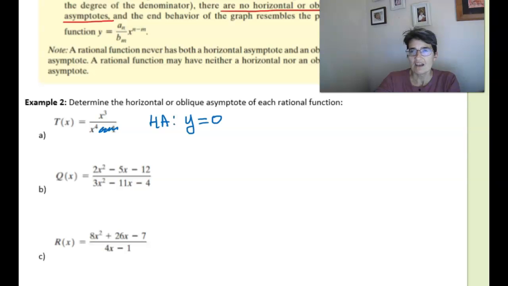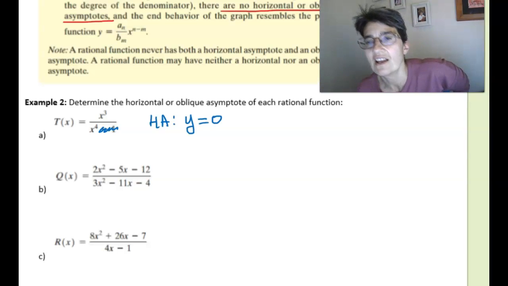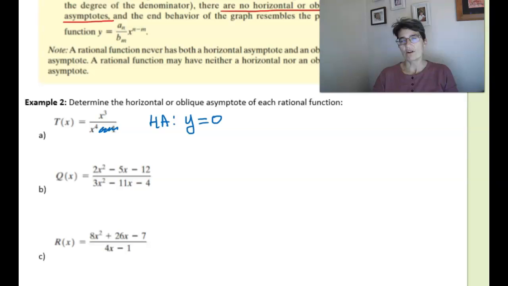Okay? With a rational function, this is the end behavior. When you're finding horizontal or oblique asymptotes, you're finding the end behavior of the function. So it doesn't always go to negative infinity and infinity like the polynomial does. Sometimes it does, but most of the time it goes to a value. So when the degree of the top is less than the bottom, when x goes to infinity, y is going to go to 0.